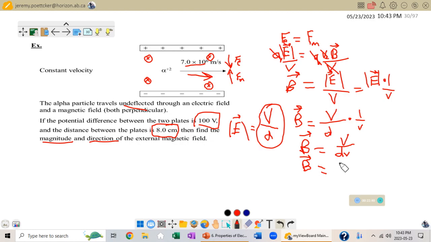So it's 100 volts divided by 0.08 meters multiplied by 7.0 times 10 to the sixth meters per second. Actually, punch this into your calculator and make sure that you can get the correct answer here. And make sure if you're doing it all in one step that you've got the right amount of brackets around the stuff in the bottom of this fraction.